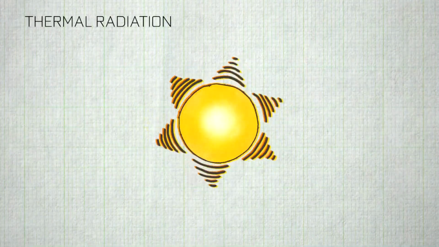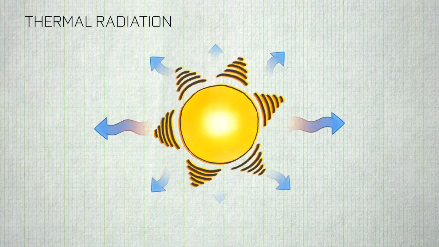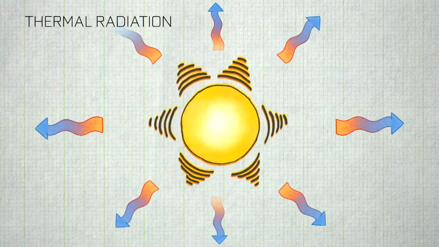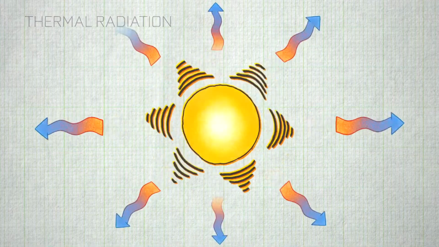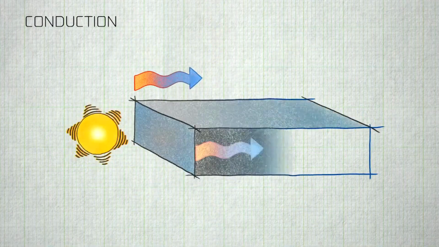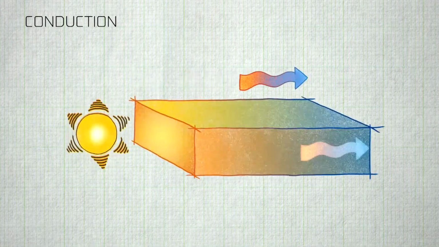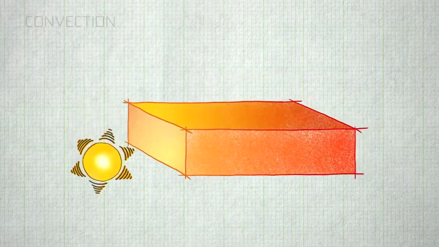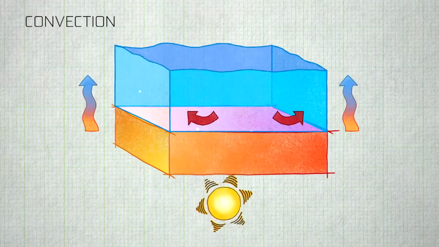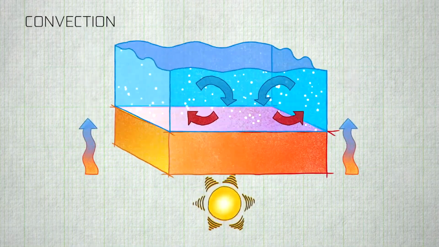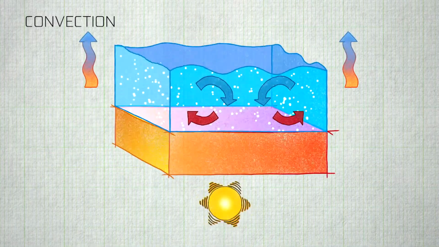There's thermal radiation, where heat is transferred from one higher temperature surface to another lower temperature surface. There's conduction, which is where heat is transported through a solid object or from one solid object to another solid object. And there's convection, where heat is transported from a solid object to a liquid or a gas.